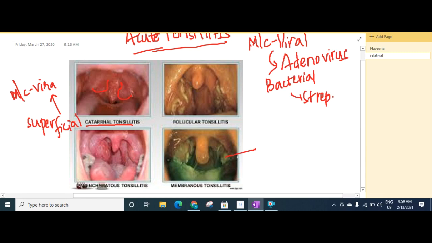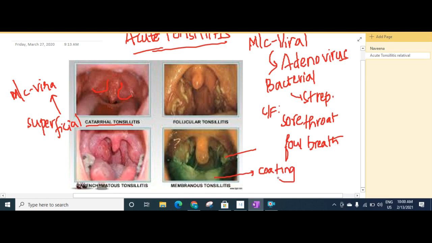In acute tonsillitis, the child presents with fever, headache, malaise. The child will have sore throat and difficulty in swallowing. There can be foul breath, and coating of the tongue is also seen in tonsillitis. The child also suffers from earache.